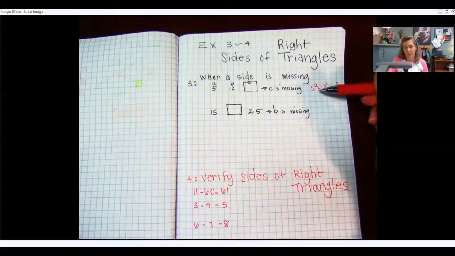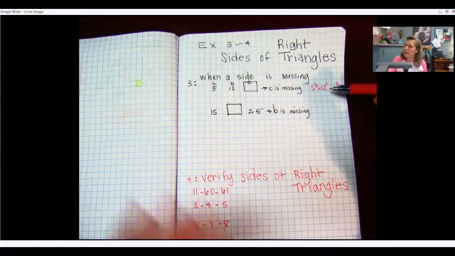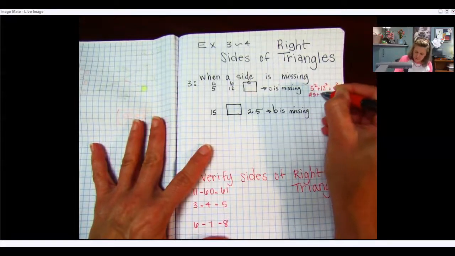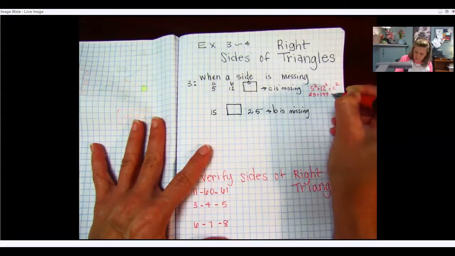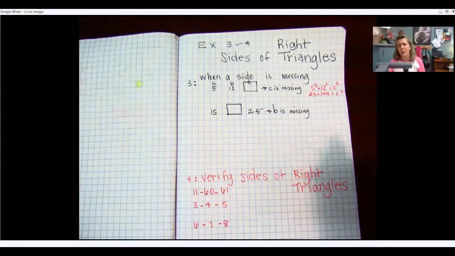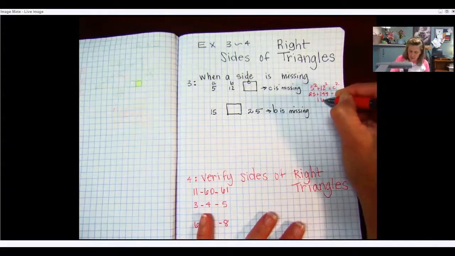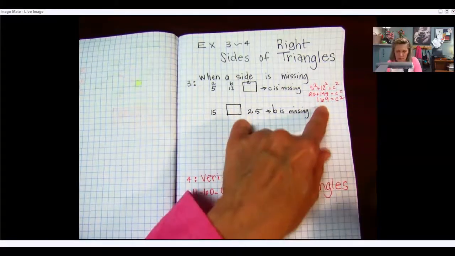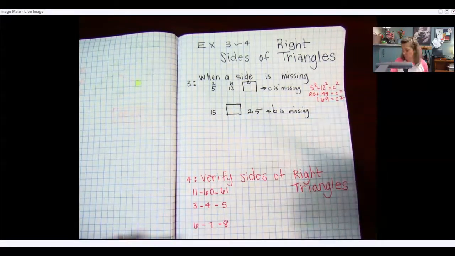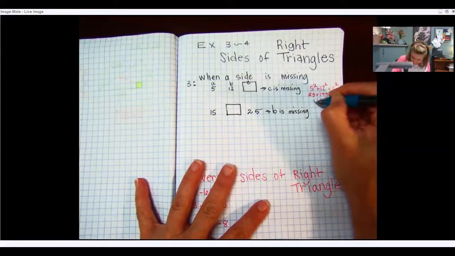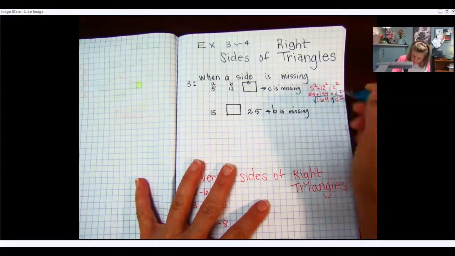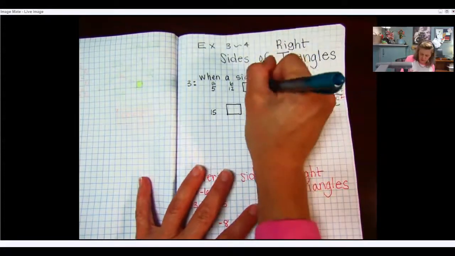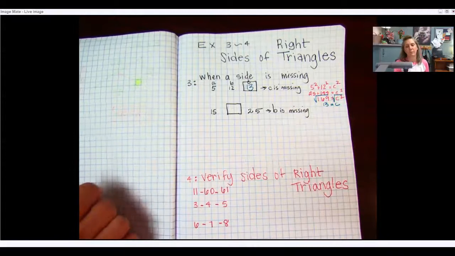So remember, 25 is this one. 12 times 12 is 144. So this is going to be 25 plus 144, and that's going to equal C squared. When you add those, that is going to be 169. And remember, single number, single letter, you are ready to square root both sides. So 13 is that missing value right there. So we're going to go ahead and plug in a 13 for that.